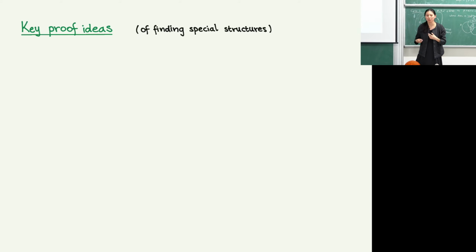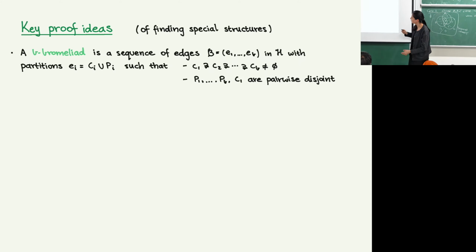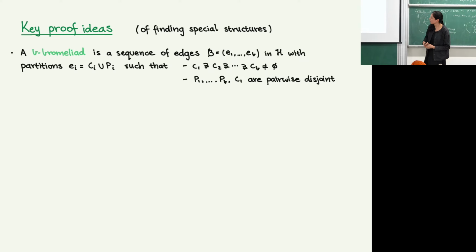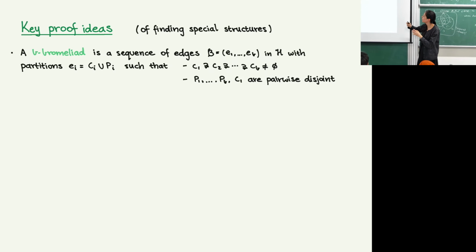Okay, so the next set of tools is to generalize the second part here, which is to find these special structures. And here's the definition promised, which is where the bromeliad comes in. The special structure that we want, we call a B-bromeliad. It's a sequence of edges, let's say E1 up to EB in H. Each edge is partitioned into 2 parts, Pi and Ci, where Ci we call the core and Pi we consider the petal. These have the property that the core parts are nested. So C1 strictly contains C2, which strictly contains, and so on down to CB, and none of them are empty. And we want the petals to be pairwise disjoint to each other and also disjoint to C1.